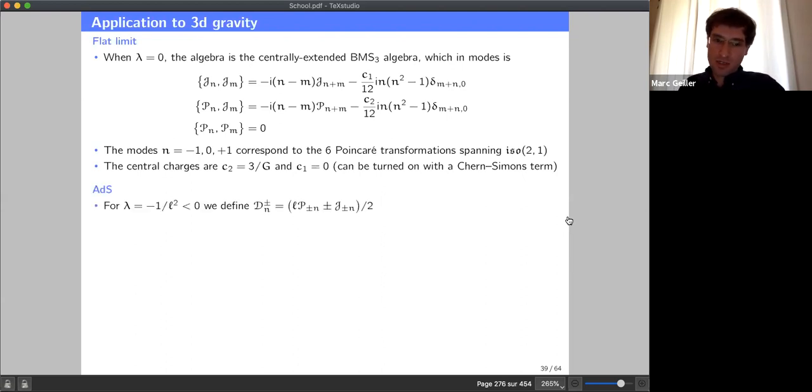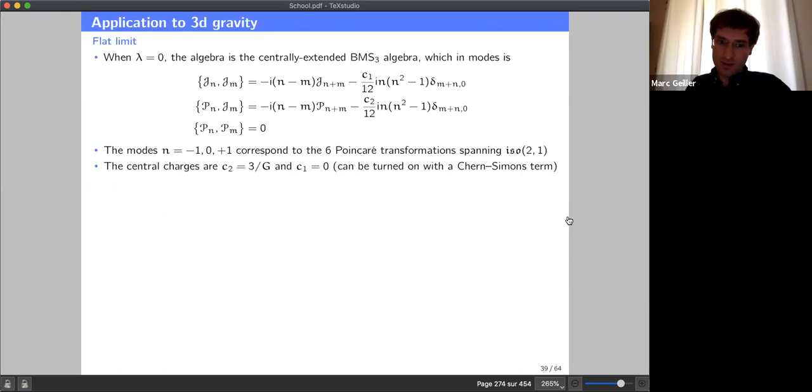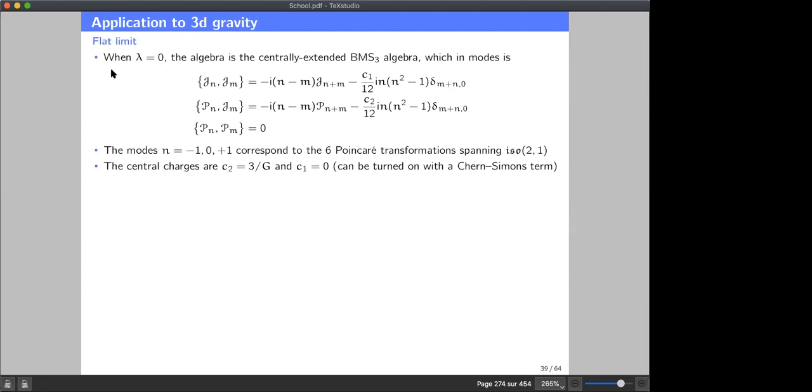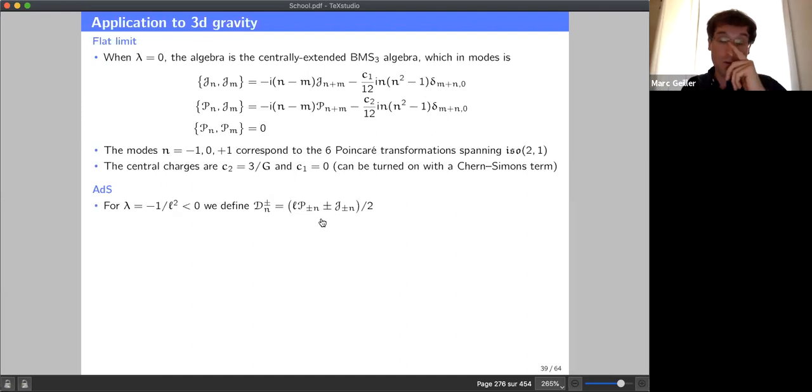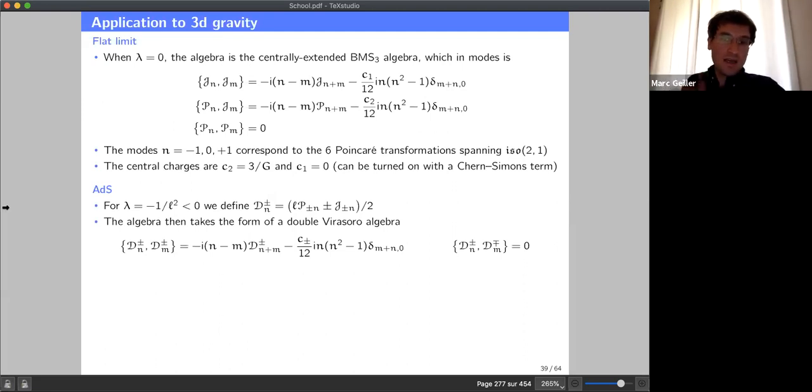The other thing I wanted to mention is the reason to use these Bondi coordinates is that we can study at the same time the flat case, when the cosmological constant is 0, and the dS or the AdS case. In particular, in the AdS case, with the cosmological constant negative, I set lambda to be 1 over L squared, we can define these new diffeomorphism generators, D plus minus, as a combination of P and J. And then the algebra takes the form of the famous Brown-Henneaux result, a double Virasoro algebra.